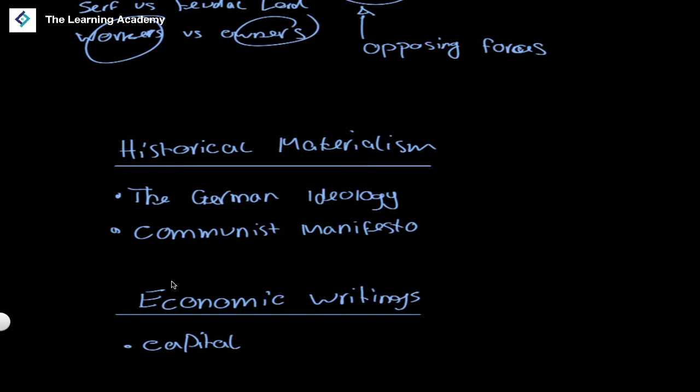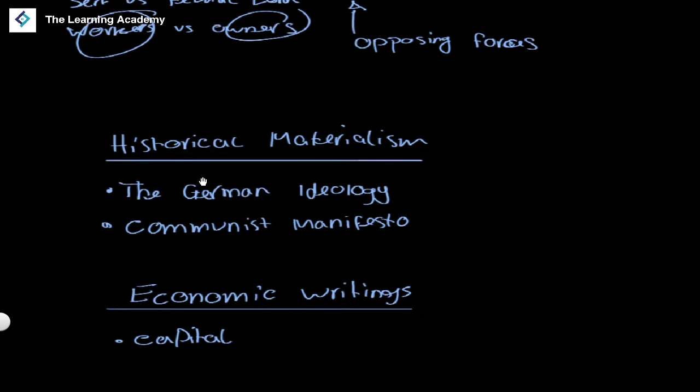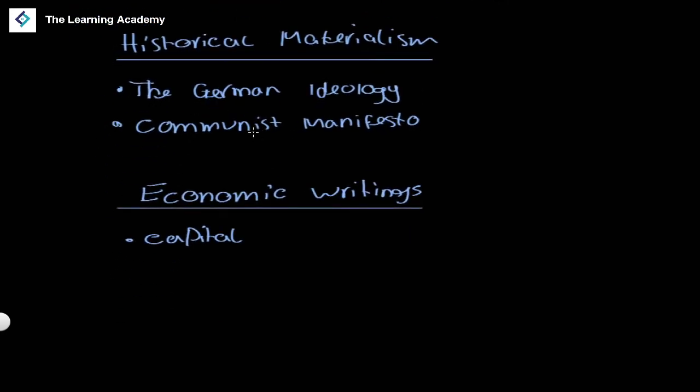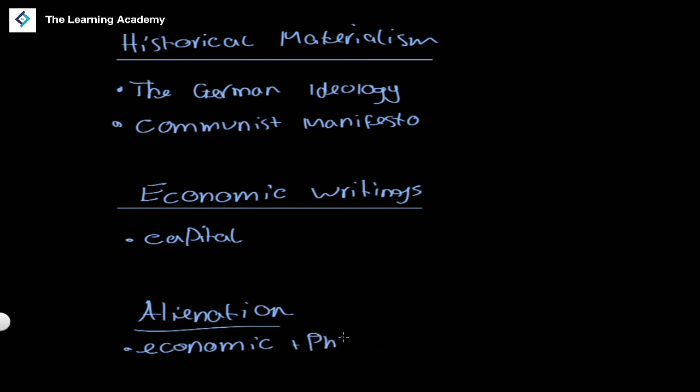So, for example, there are a number of manuscripts that were written by Marx, okay, and if we want to look at things like alienation, you've got the Economic and Philosophic Manuscripts.